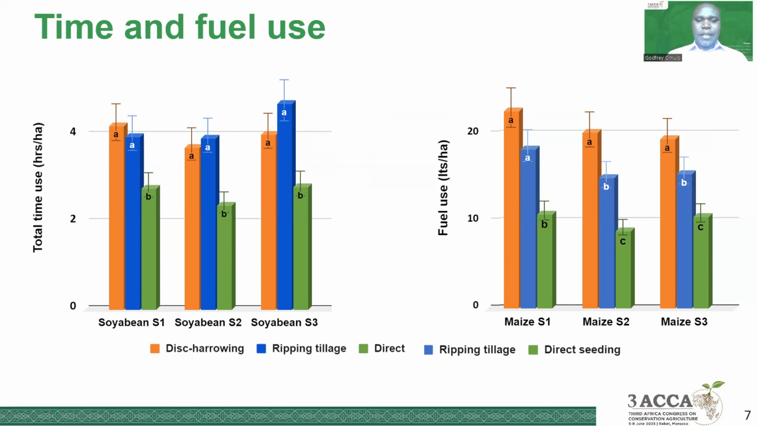direct seeding. So in general, direct seeding actually requires almost half the energy, half the fuel and time to produce either maize or soybean per unit area compared to reaping tillage and disc-harrowing.